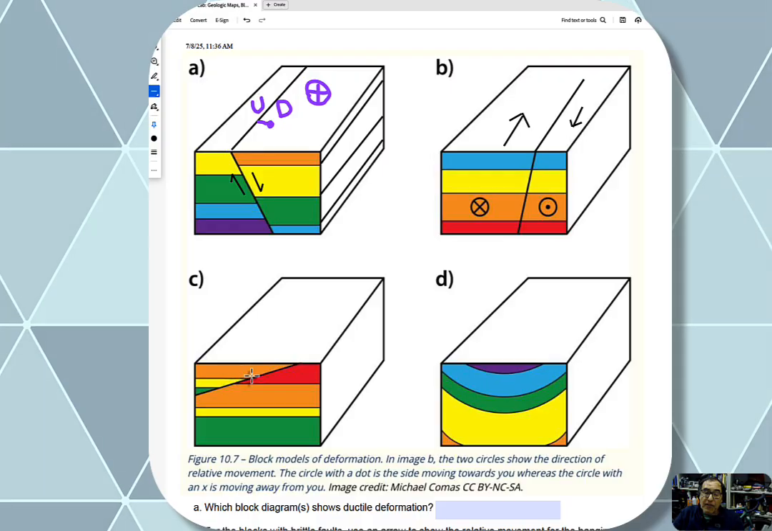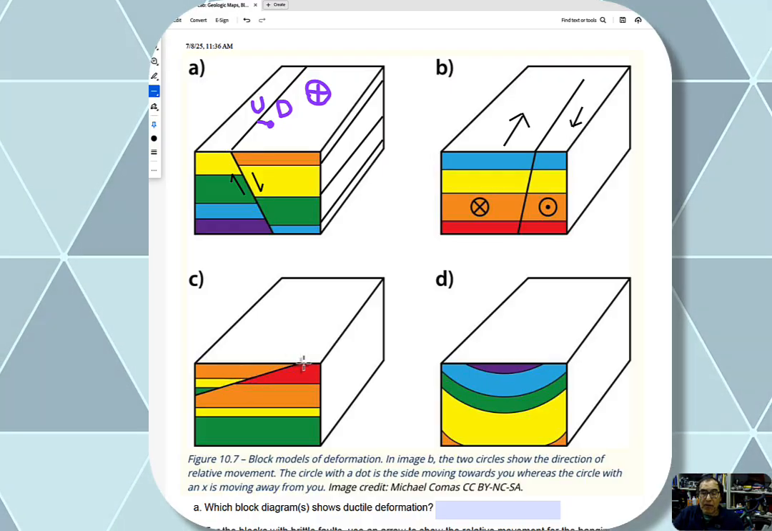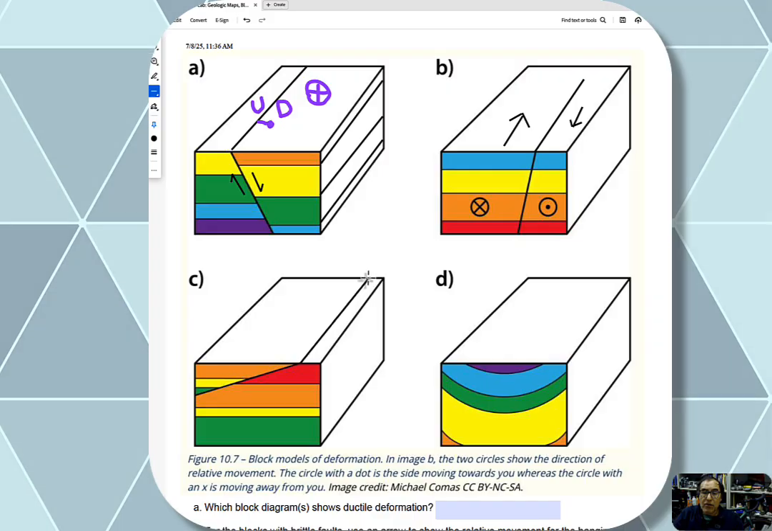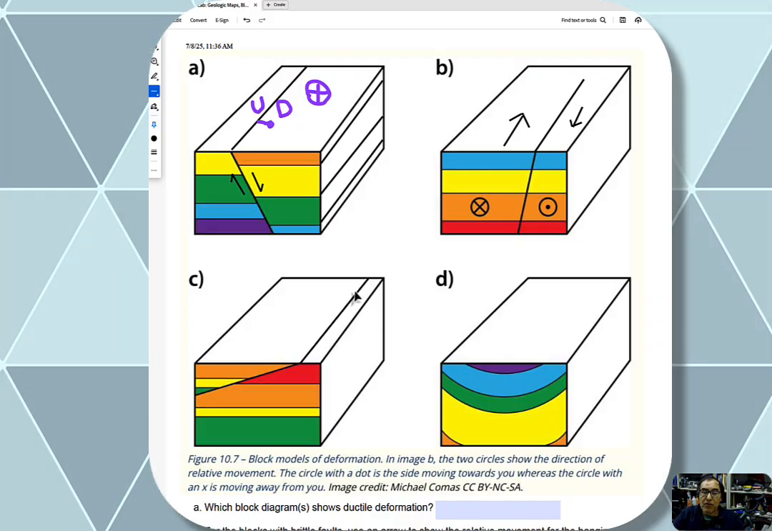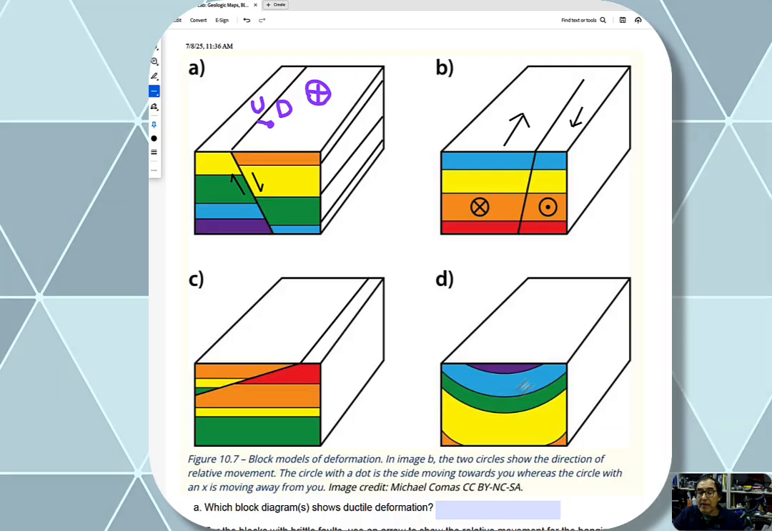This is a thrust fault for letter C. So go back and look at your symbols for thrust faults. So when you draw your fault in here, you're going to have to draw the special symbols to depict the thrust fault or reverse fault. This is some sort of syncline, right?